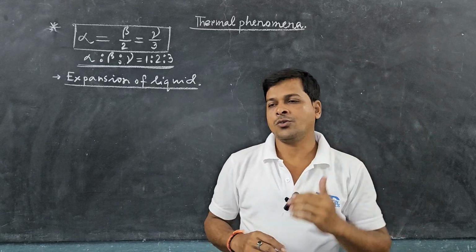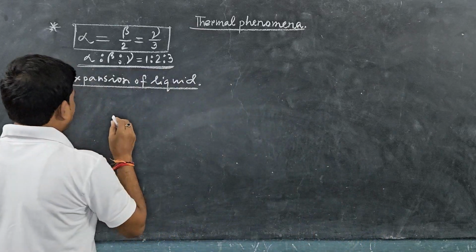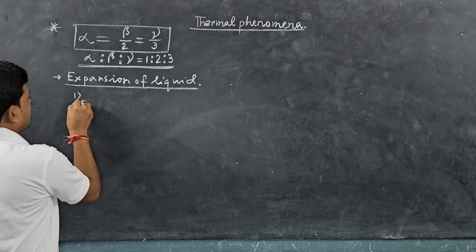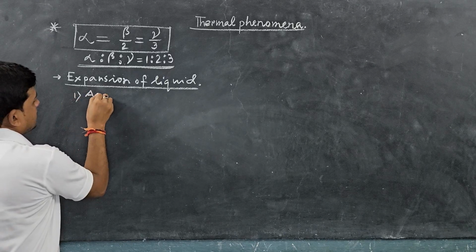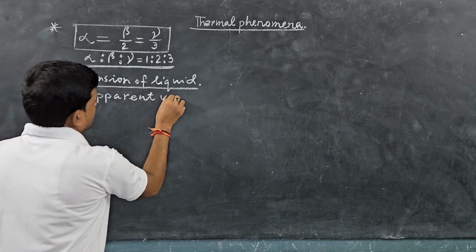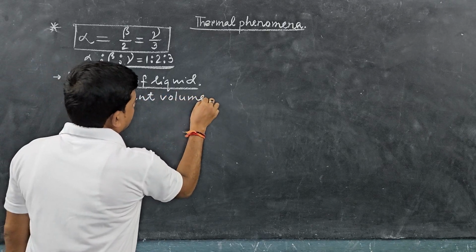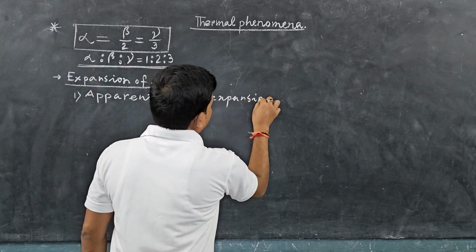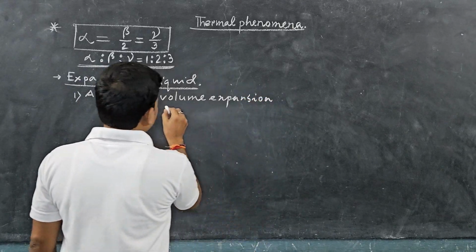So first the liquid column falls, then rises up. Okay, so volume expansion of the liquid has two parts. The first part is the apparent expansion. Apparent volume expansion. Volume expansion coefficient.